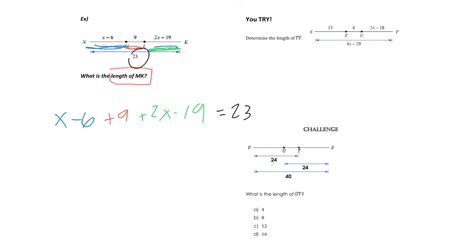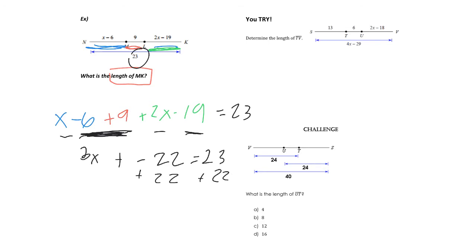Now I have my equation. I just need to combine like terms and solve. First, I see an x and a 2x, so okay, 3x plus, should have put minus, because it's going to be negative here. So 9 minus 6 is negative 3. Minus 19 is minus 22 equals 23. I'm going to add 22 to both sides using my inverse operation. So 3x equals, that's a 5, this is a 4, so we got 45. And then divide by 3, and you get x equals 15.